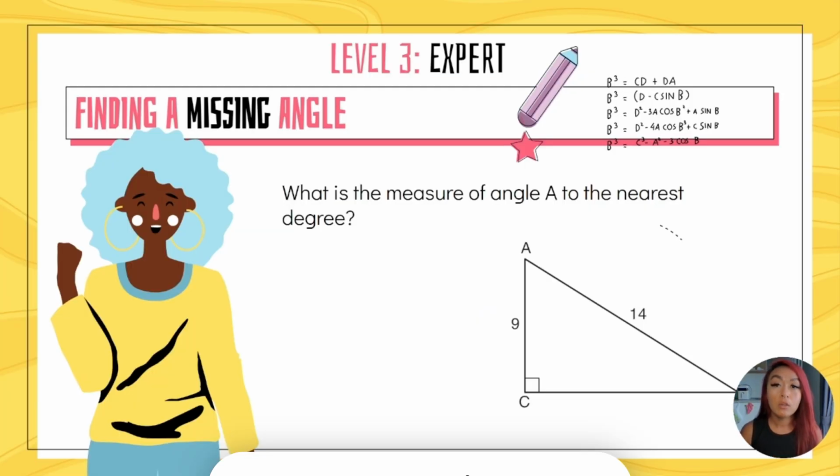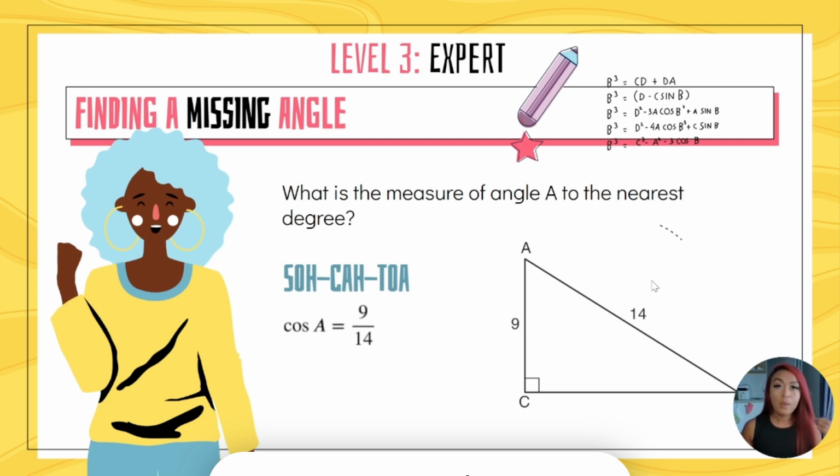In Level 3, we're going to look at how to find a missing angle now. So what is the measure of angle A to the nearest degree? So we have our right triangle here, and they give us 2 sides. So looking at angle A, it looks like we have the adjacent side and the hypotenuse. So which trigonometric function deals with the adjacent side and the hypotenuse? That would be cosine. So we know that the cosine of angle A is 9/14.